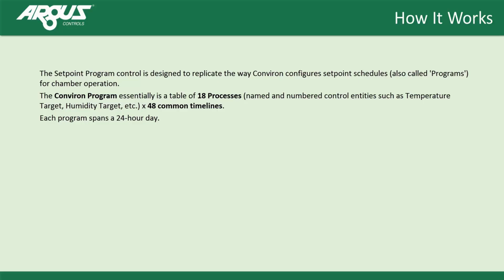The Setpoint Program Control is designed to replicate the way Conviron configures Setpoint schedules, also called programs, for chamber operation. The Conviron program essentially is a table of 18 processes, named and numbered control entities, such as temperature target, humidity target, and so on, times 48 common timelines. Each program spans a 24-hour day.